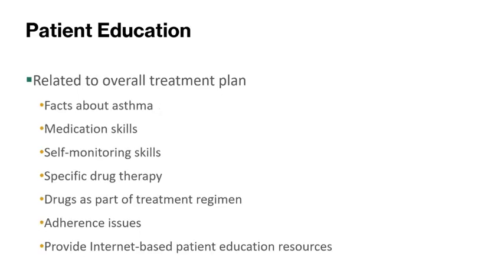Make sure your patient understands the facts about asthma. Make sure they know how to use their inhalers, how to monitor their symptoms, and understand the drugs they're taking. They need to know what drugs are a part of their treatment regimen, and whether there are any adherence issues, like cost. And then you can give them internet-based education resources if they have access to the internet.